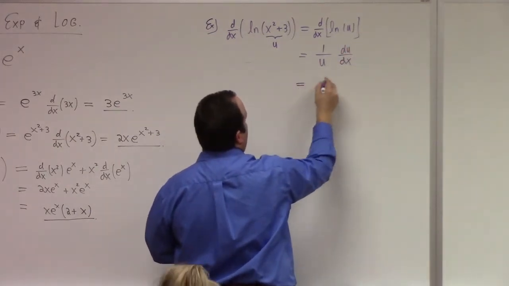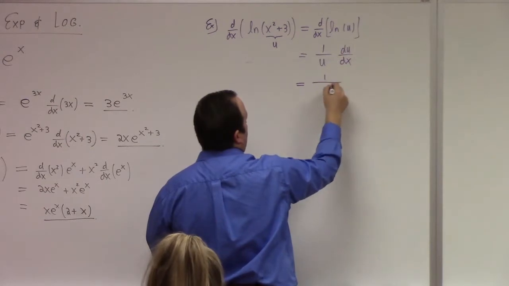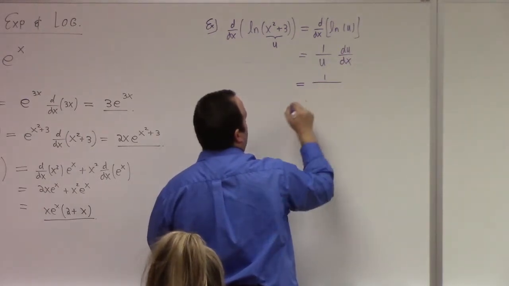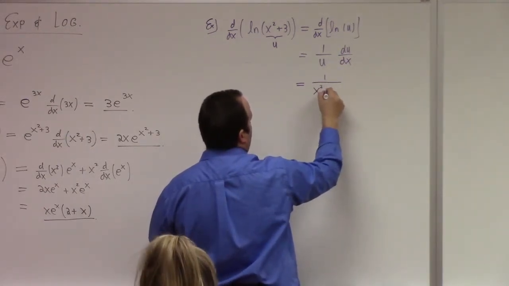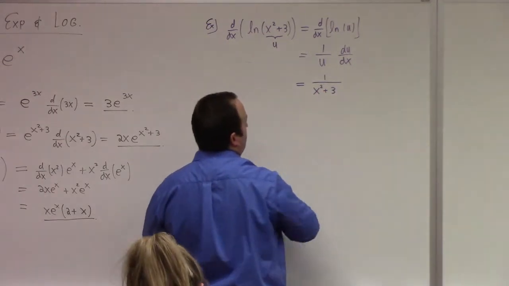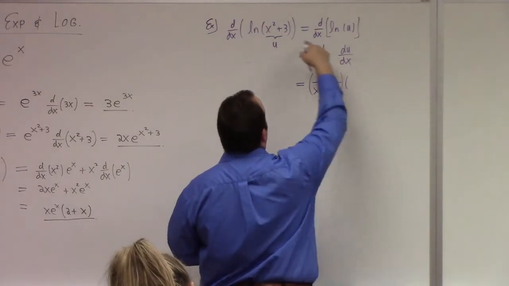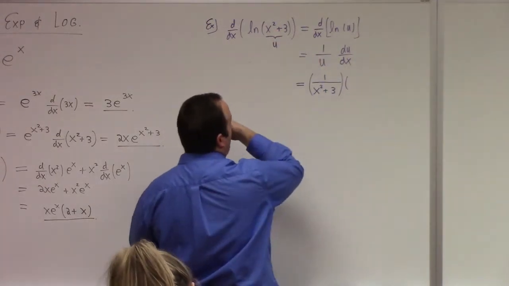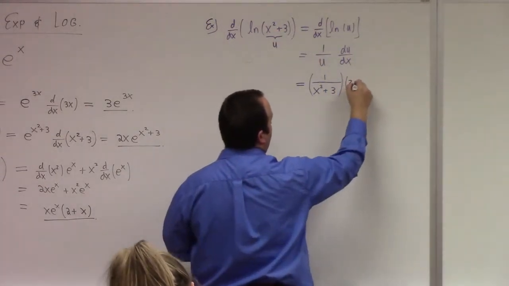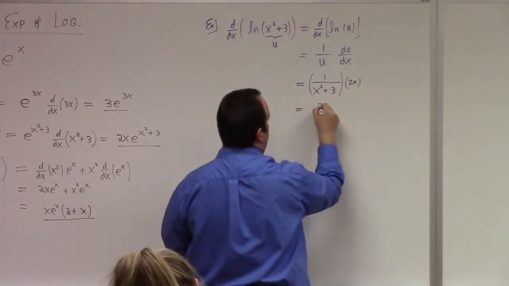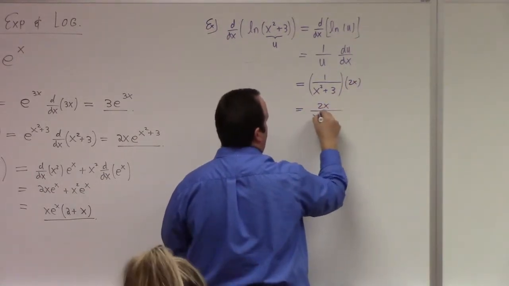So in short, we get 1 over x squared plus 3 times what? If this is u, what's du dx? 2x, yeah. So I usually like to write it 2x over x squared plus 3.